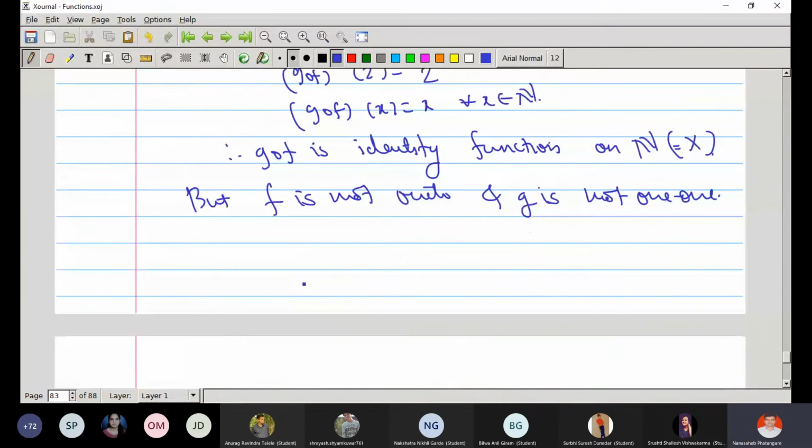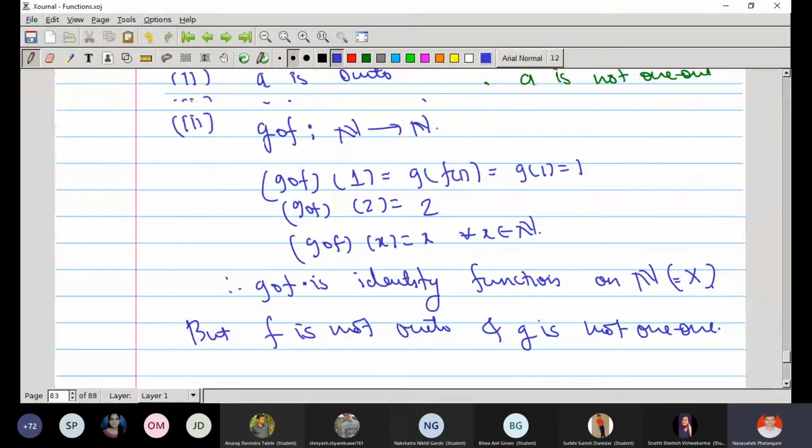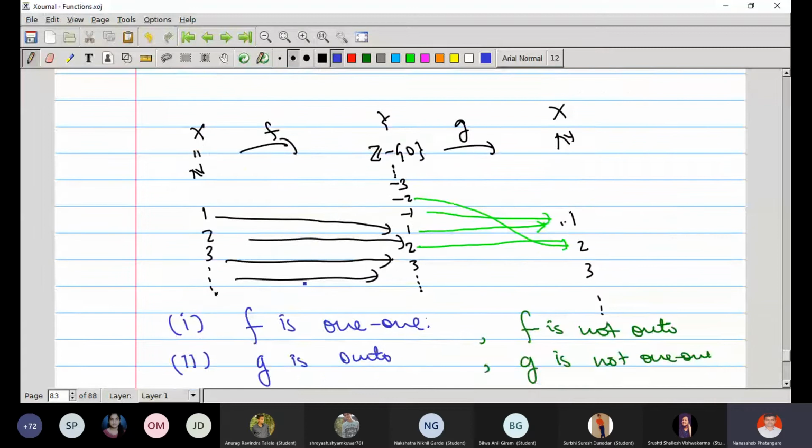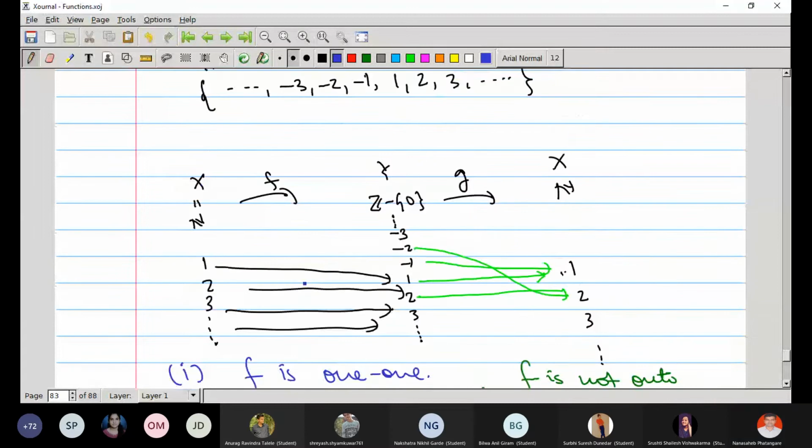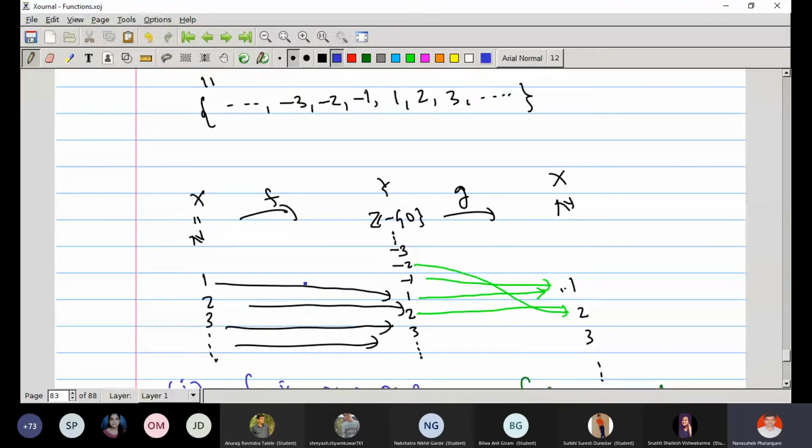You can find some different examples. You can find many such examples. So I have given you one example. Right.